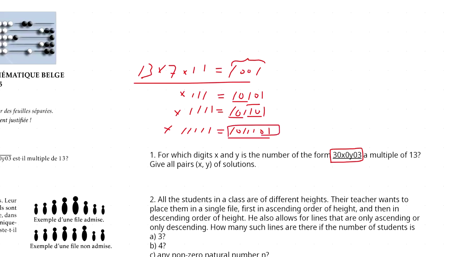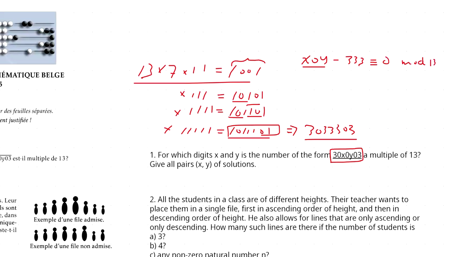And of course, that gives us the hint. If we multiply it by 3, then 303 will also be a multiple of 13. And that means if we take x0y minus 333, it will be a multiple of 13 as well, right? So that's what we're looking for, and it's quite easy for the follow-ups.